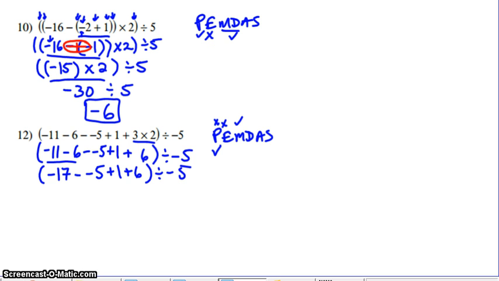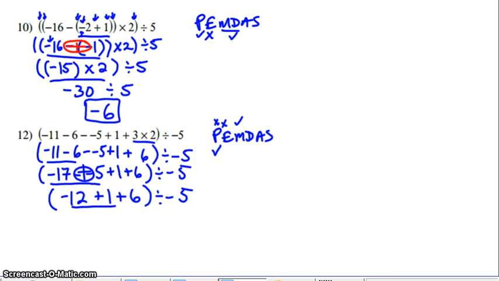Now we have negative 17 minus negative 5. If you remember from the last problem, we're going to change that to a plus sign. This is the double negative. Negative 17 plus 5, different signs, find the difference. So 17 minus 5 is 12, and we're going to take the sign of the bigger number. Bring everything else down.